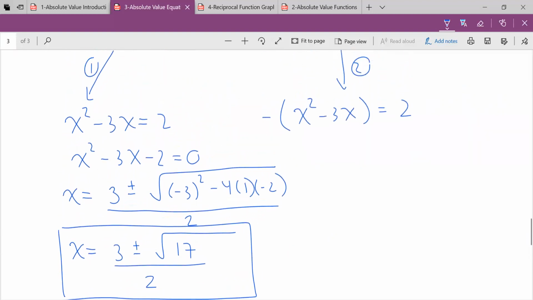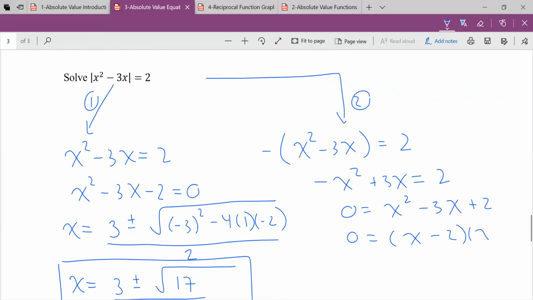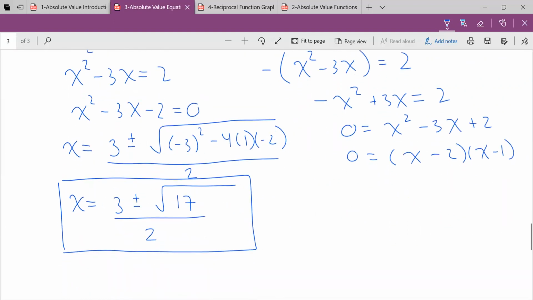Okay, what about on the other side? Mini equation number 2. So again, I'm going to get rid of those parentheses by distributing in that negative. This time I'm going to move all my x's to the other side. I just like my x squared to be positive. This one, thankfully, is a little easier to factor, isn't it? So this will be x minus 2 and x minus 1. And we solve using the zero product property. We get 2 and we get 1.